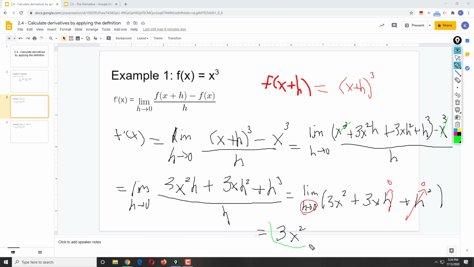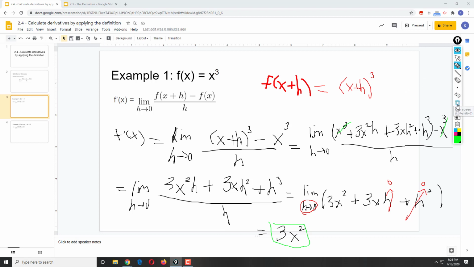We have now found that the derivative of x cubed is 3x squared. So when x is 0, the slope is going to be 3 times 0 squared, which is 0. When x is 1, the slope is going to be 3 times 1 squared, which is 3. When x is, say, 5, the slope is going to be 3 times 5 squared, 3 times 25 is 75. So the slope is increasing as we go to the right. Okay, that's the first example.